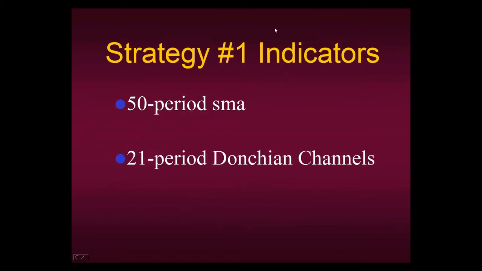Let's talk about now the indicators. These are the two indicators. Remember, we keep things as simple as possible. We're going to use our buy-sell line, which we use in virtually everything. That's the 50-period simple moving average. So you're always going to plot a 50-period simple moving average. And the other indicator is the 21-period Donchian channels.